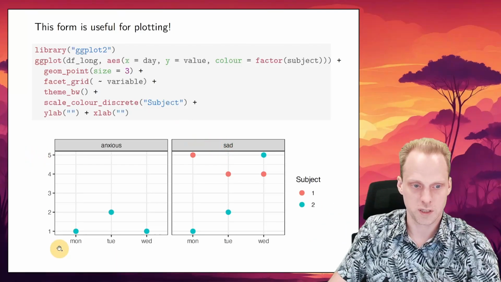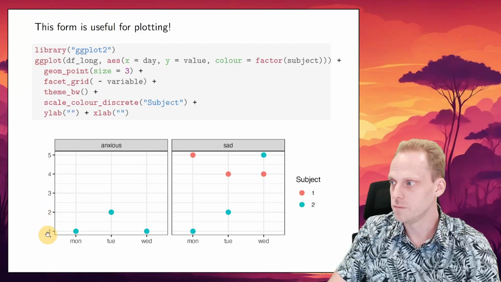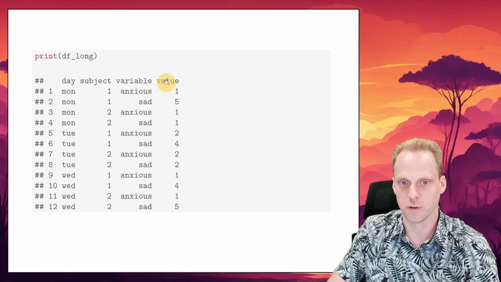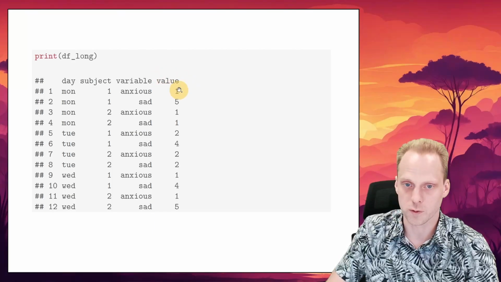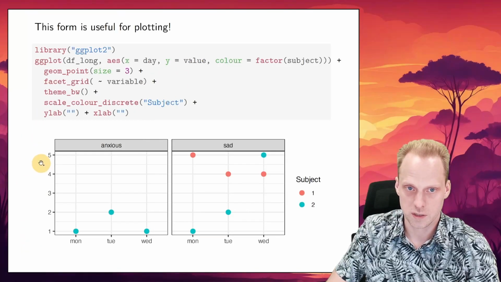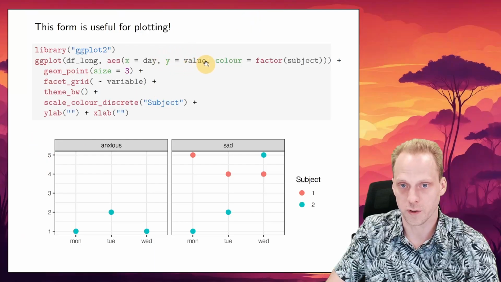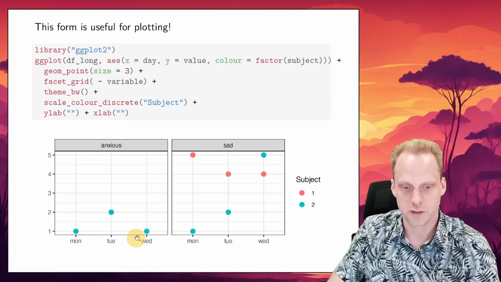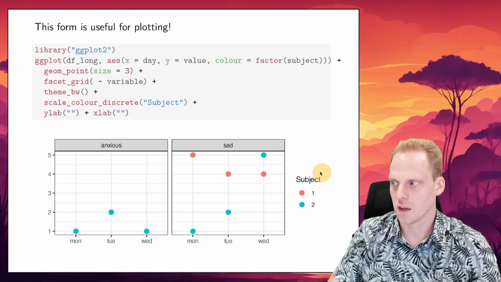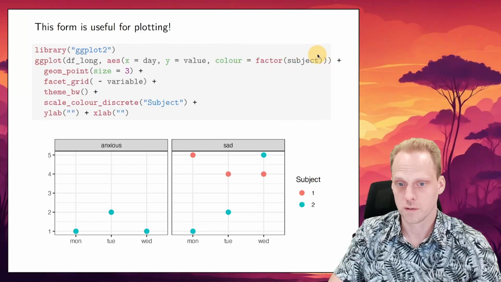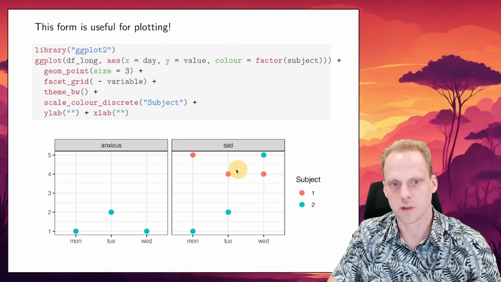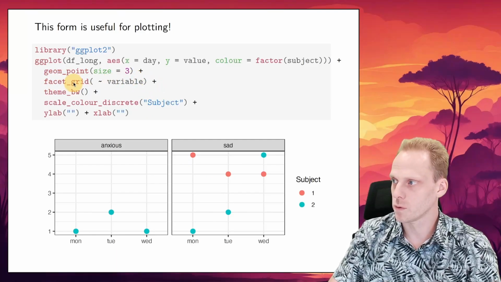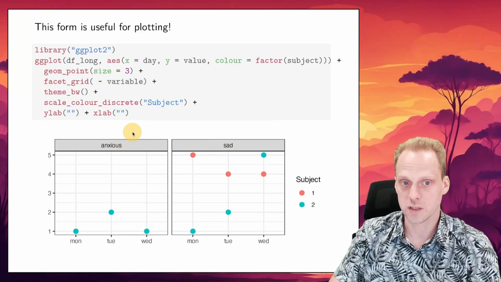Right, so what happens here is that the y-axis is the value. It's not anxious or sad, right? It's this column value, the height of it, the outcome. That's what we put in the y-axis, right? So here you see y equals value, x equals day. That creates this Monday, Tuesday, Wednesday on the x-axis. And color is set to the subject, which actually is overlapping for anxious, but not for sad. Then we use the variable column in this facet_grid function, which nicely puts them next to each other.